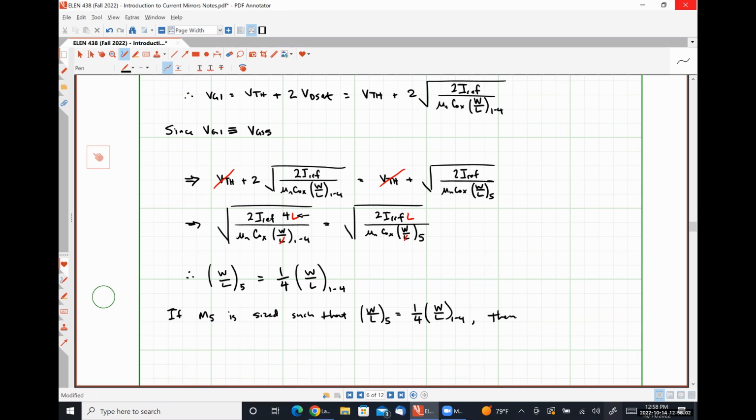Then VD4 will be exactly 1 VD sat. That's the purpose of all of this. This in turn sets VG1 to be exactly VTH plus 2 VD sat.